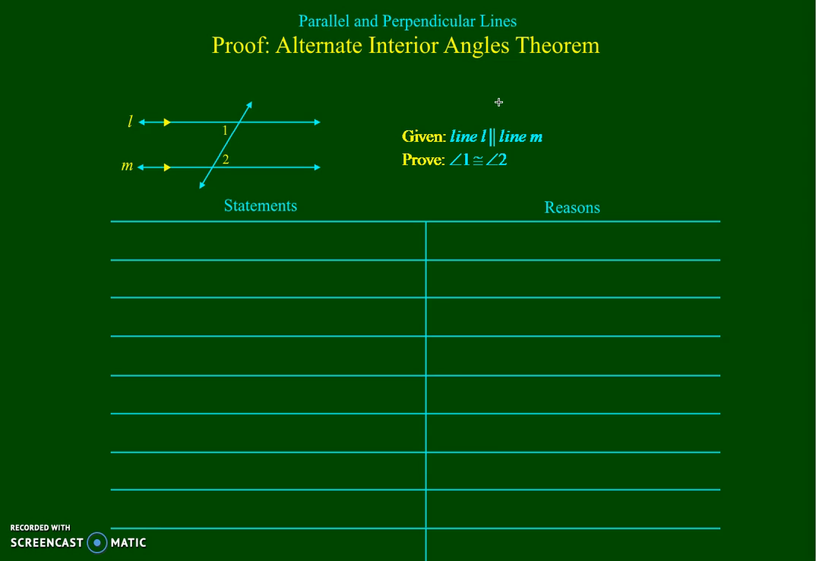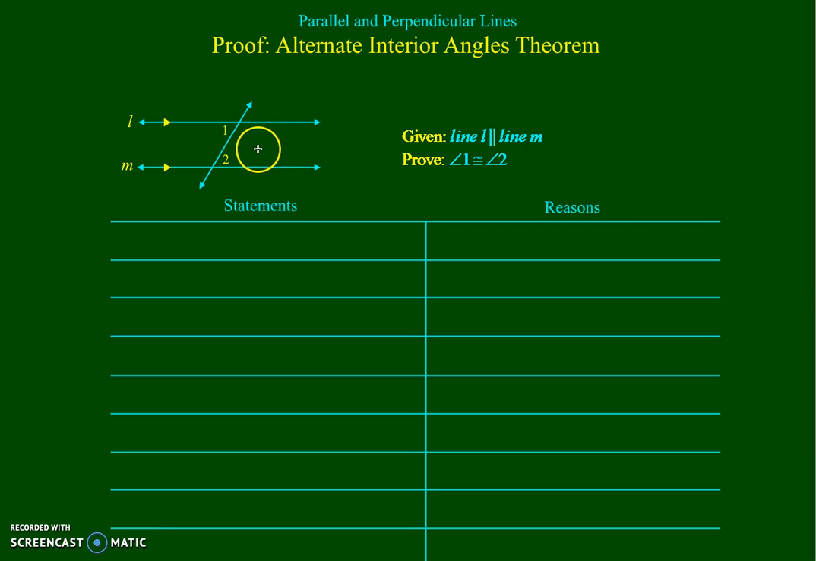So let's start off. Like with any proof, we have to absorb our information given. So we have line L is parallel to line M. And I've written in here angle 1 and angle 2 because we're trying to prove that angle 1 is congruent to angle 2 given that line L is parallel to line M. Now I'm going to add one additional piece of information here, because the plan for my proof is going to be I want to use the corresponding angles postulate.